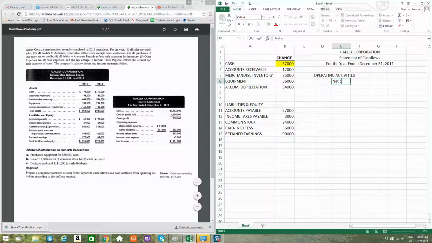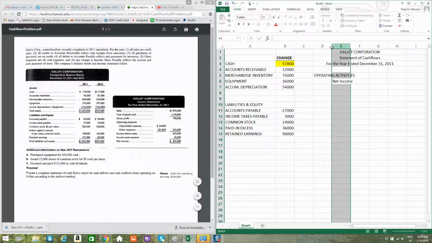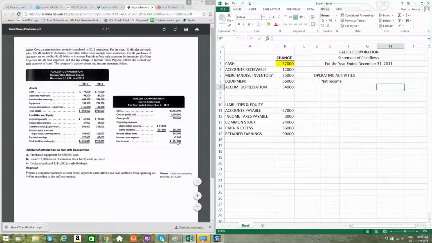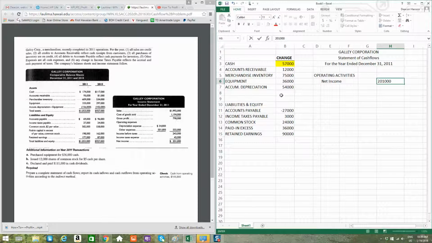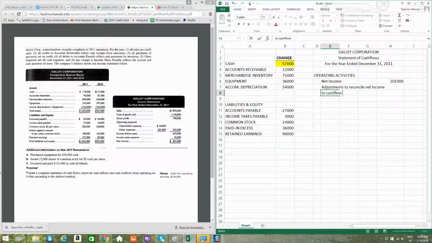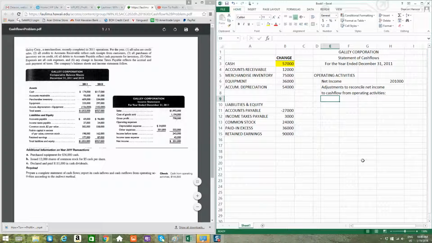So we'll have net income. And where do I get the net income from? Well, we're going to probably find it there on the income statement. So over here on the income statement, you see 201,000 in net income. Okay. Then I'll have my adjustments to reconcile net income to cash flow from operating activities. That's a whole big mouthful of words.